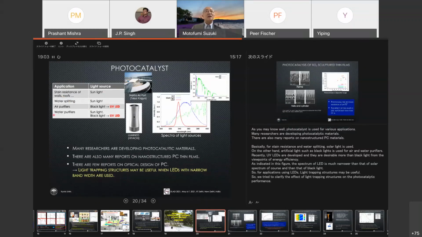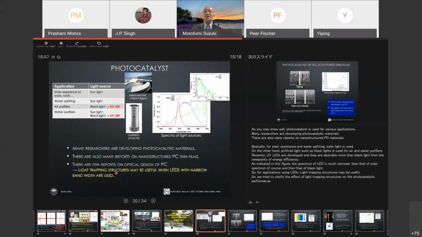On the other hand, artificial light such as black light is used for air purifiers and water purifiers. But recently, UV LEDs have been developed, and they are more desirable than black light from the viewpoint of energy efficiency. As indicated in this figure, the spectrum of the LED is much narrower than that of the solar spectrum and that of the black light. So for applications using LEDs, a light trapping structure may be useful.